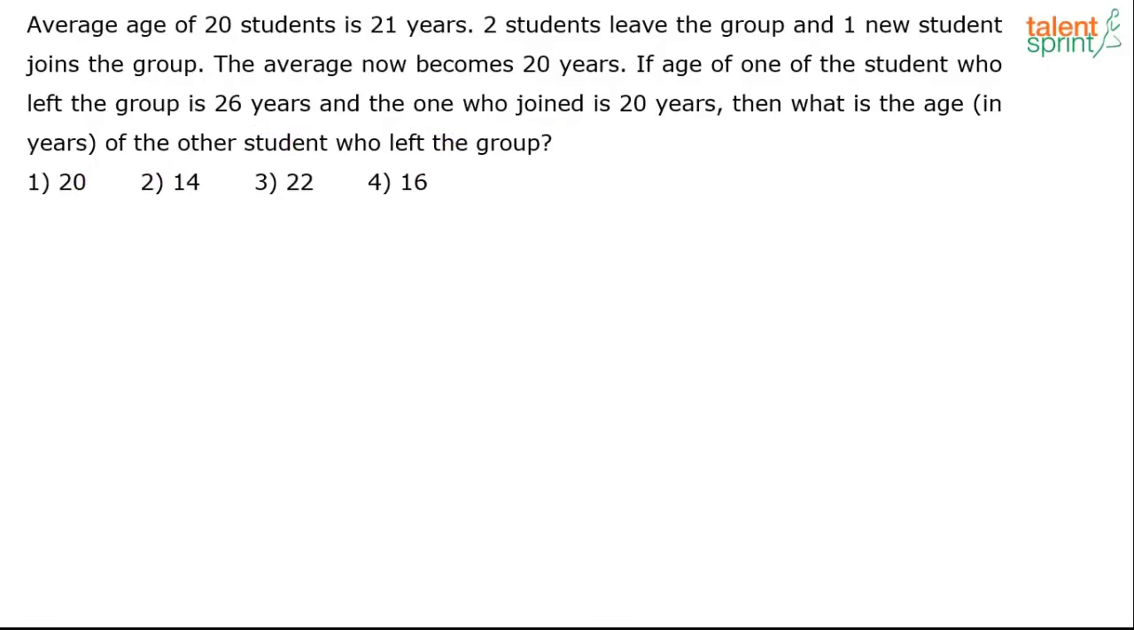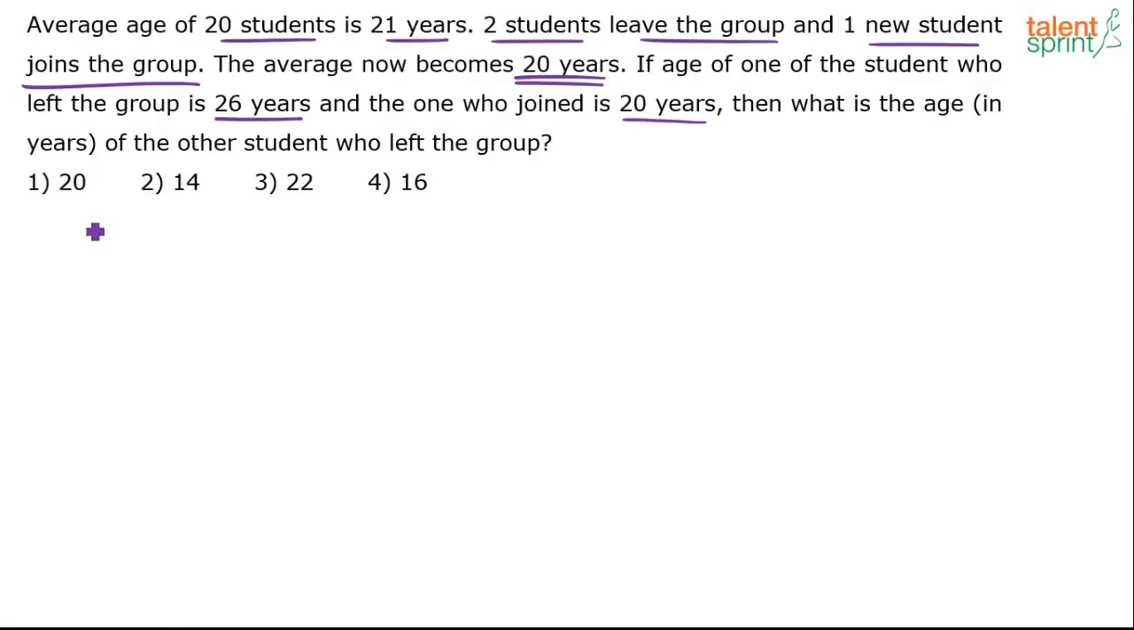So it says there are 20 students, average is 21 years. 2 students from these 20 students leave the group and 1 new student joins the group. The average now becomes 20 years. This is the key point. The average now has become 20 years. Now, the age of one student who left the group is 26 years and the one who joined is 20 years. Then what is the age of the other student who left the group?